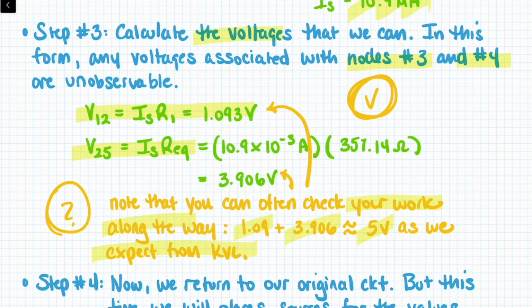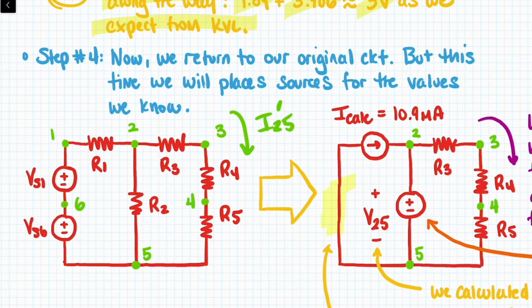Now we want to go back to solving for some of those values from the original circuit. So what we're going to do is return to our original circuit, but this time we are going to place sources for the values that we know. Now, I saw this method in a textbook. I'm not sure I'm going to use it in other problems because replacing some of the resistances with a voltage source can lead to some unfortunate, or let's say undesirable, assumptions.